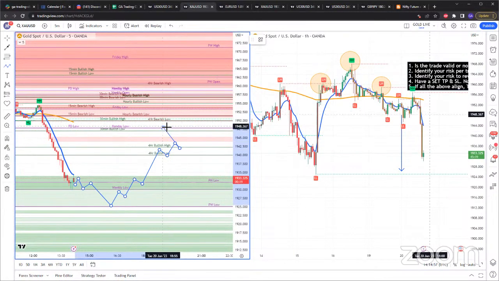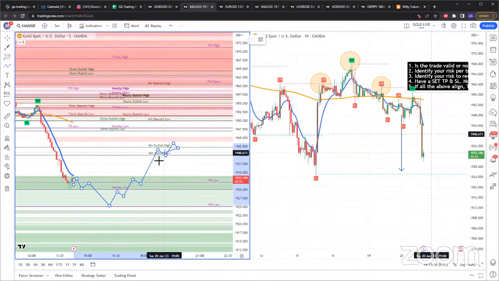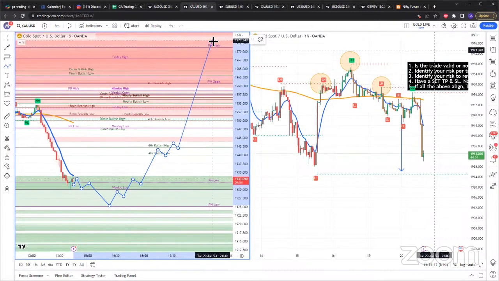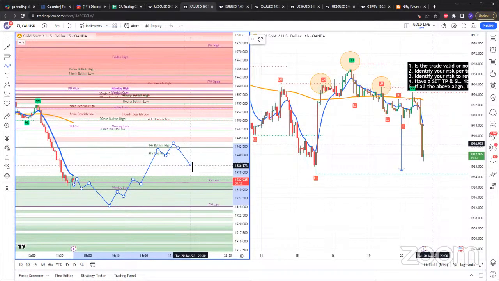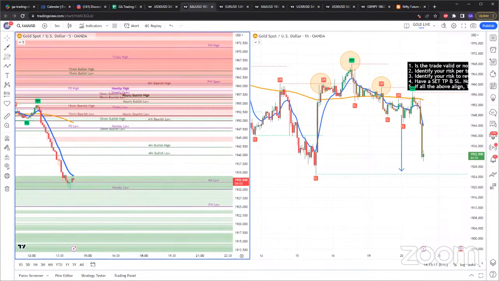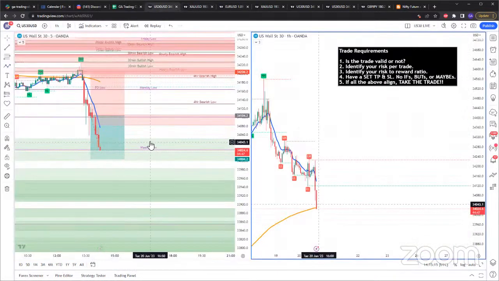But we do have this 4-hour bearish low and bearish high here. However, these bearish zones have already been used up, because that's what's bringing gold to the downside. So if we do come to this 4-hour bullish high and low, I do expect continuation for gold. So that's the pattern I'm expecting for gold.